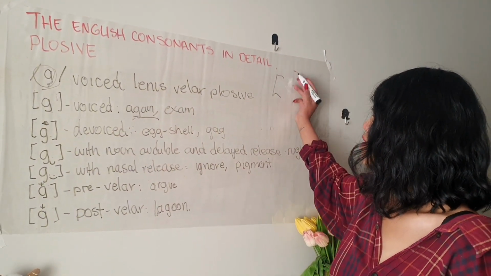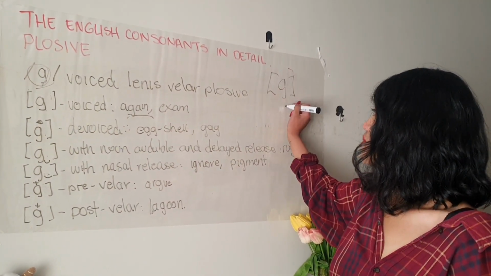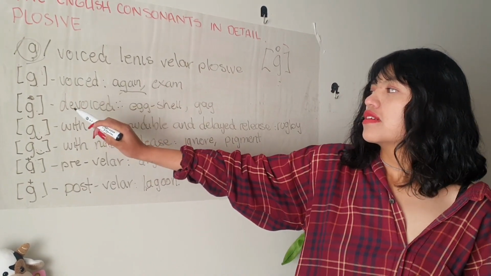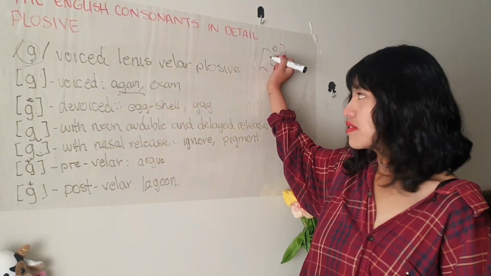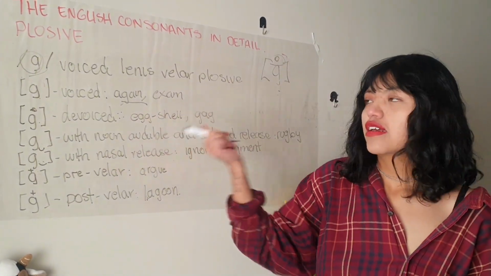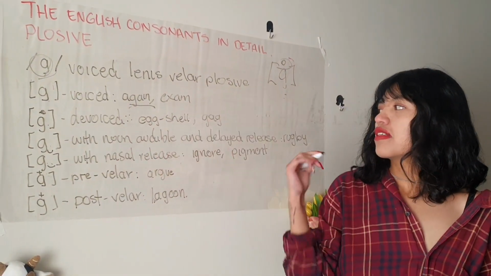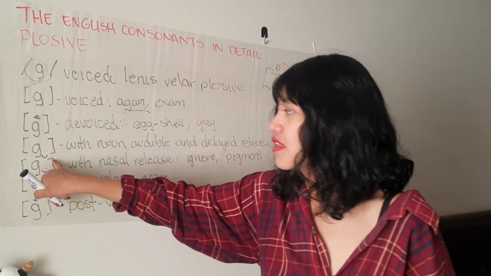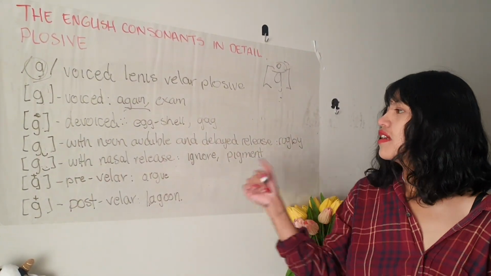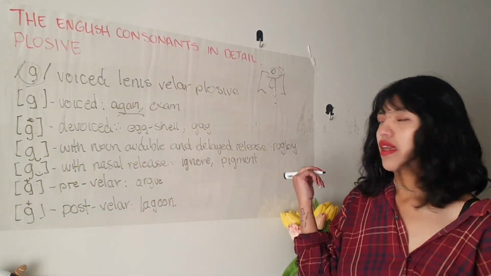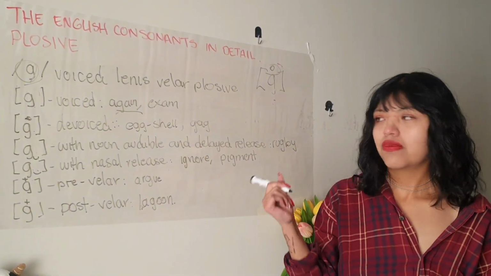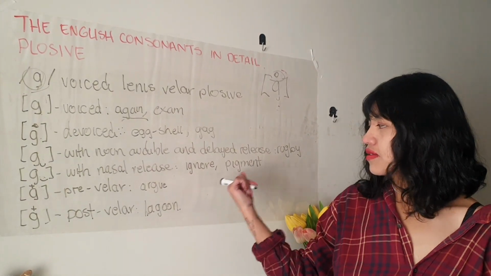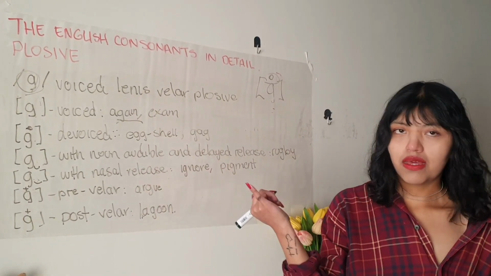As we saw on the other sounds, the diacritic was under the sound, but now it is on the top, and it is the devoiced one, because when we put this diacritic, it means that it is ensordecido in Spanish. We have examples like egg, or eggshell, or rat. The third one with the non-audible and delayed release, we have examples like rugby. We don't release the g, we say rugby. The fourth one with the nasal release, because it's followed by a nasal sound, we have ignore and pigment.